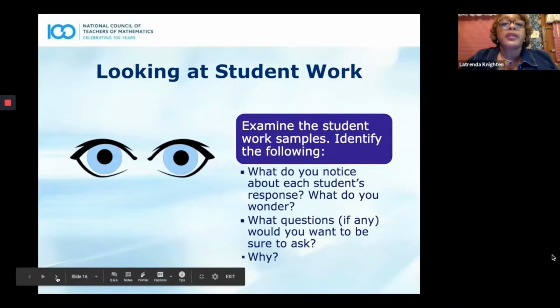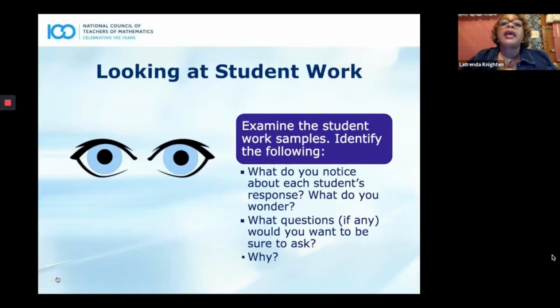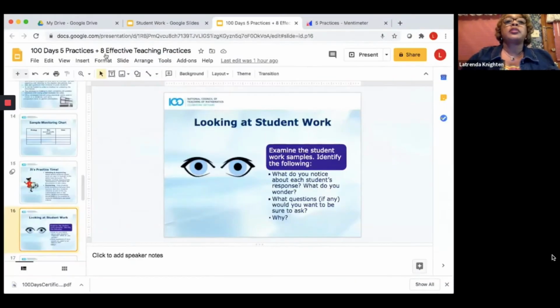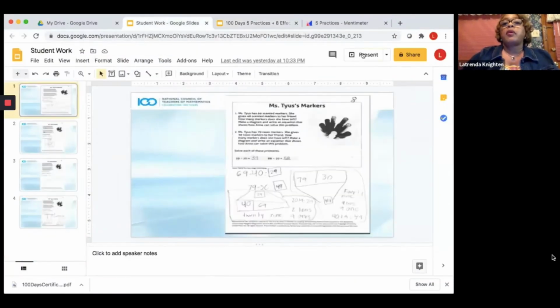So what you're going to have an opportunity to do is examine some student work samples. So there are a couple of things I'm going to ask you to do first. As you look at each student sample, I want you to think about what you notice, maybe what you wonder about each student's response. Think about if there are any questions that you would want to ask the student, and maybe tell why. So I'm going to switch to the student work.